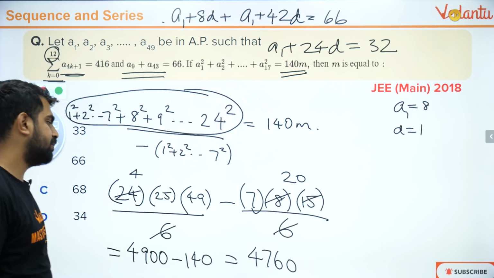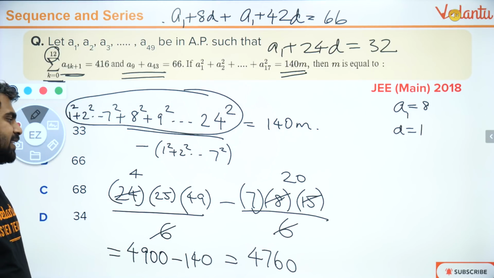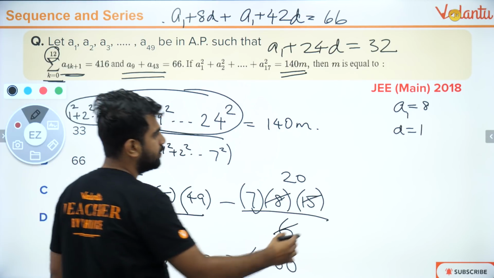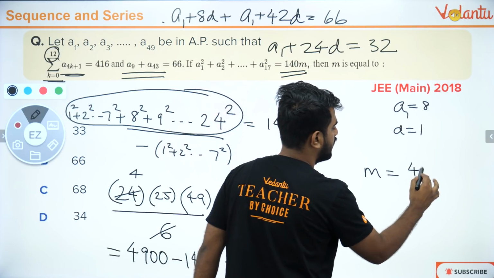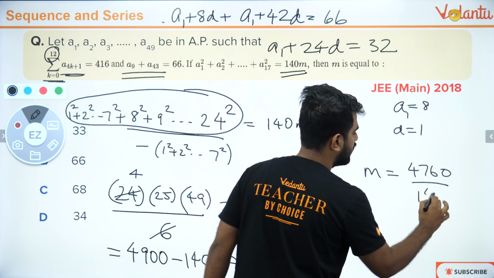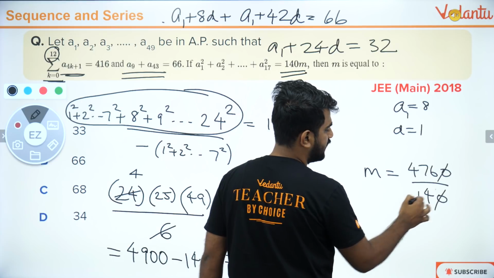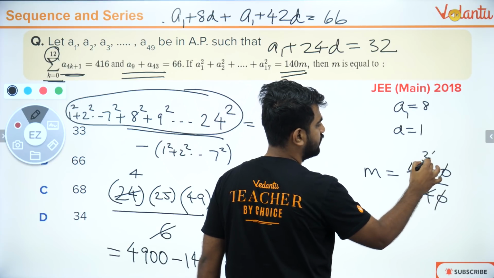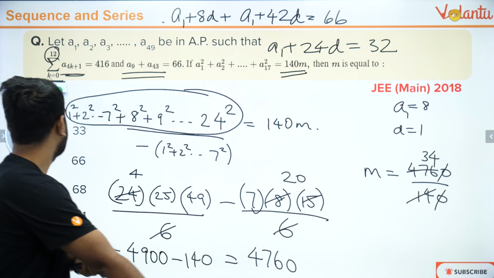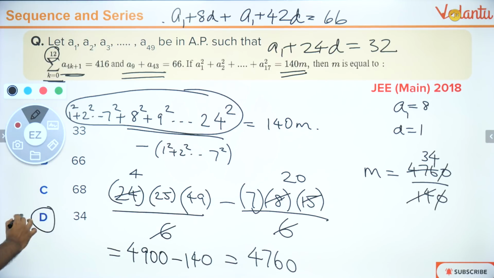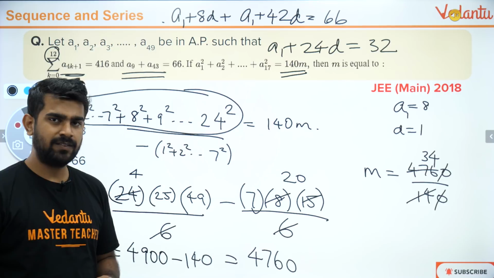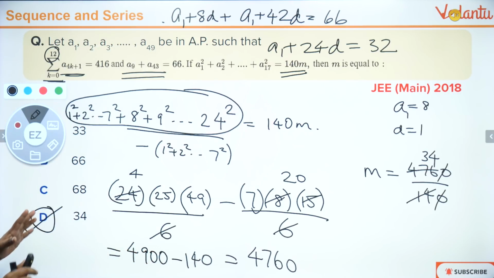So what will be your m? Your m you can easily calculate. So your m is nothing but 4760 by 140. So 0 0 will cancel, 14 tables 3 times, 56 4 times. So the answer is 34. Do we have a 34 in the answer? Yes, of course we have. Are you guys clear about it, guys? Very simple. It's a good question.